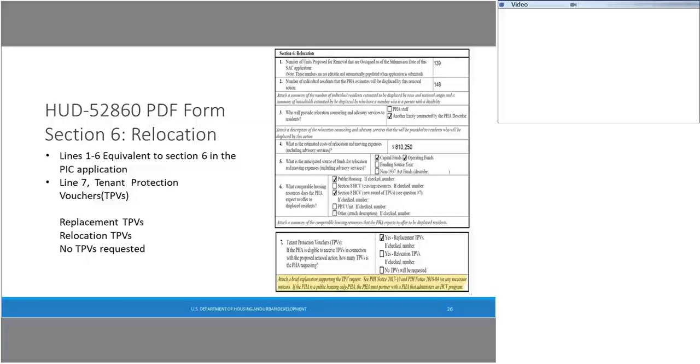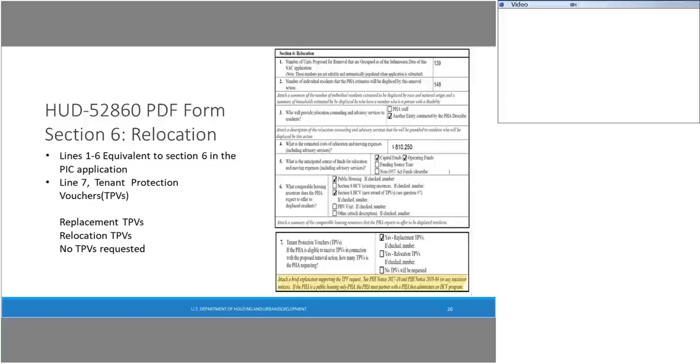Relocation is the same as in the PIC application. The difference is line 7, and I'm going to let Jane speak to that. Okay, we want to make sure you all include a brief description explaining the TPV request. How many you're requesting, and under this, you need to say whether they're replacement TPVs, which means you do not plan to bring back any ACC units, and these TPVs will be replacing the ACC units. If you are bringing back ACC units, those are relocation TPVs. So you need to tell us which one it's going to be.